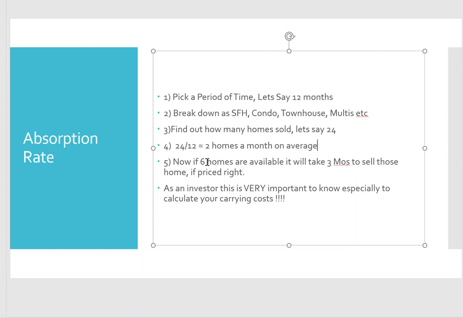So you need to break it down very specifically. Single home, 3-bedroom, 2-bath, so you know exactly what the market has to offer for that particular home that you're investing in or looking to flip. This is very important to know, especially if you calculate your carrying costs as a real estate investor.